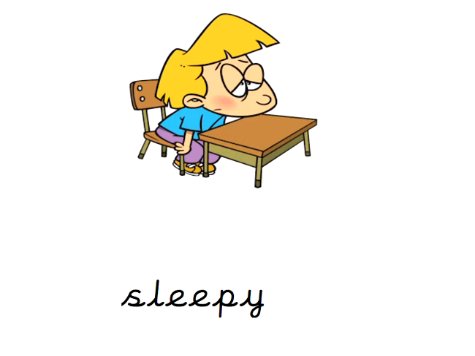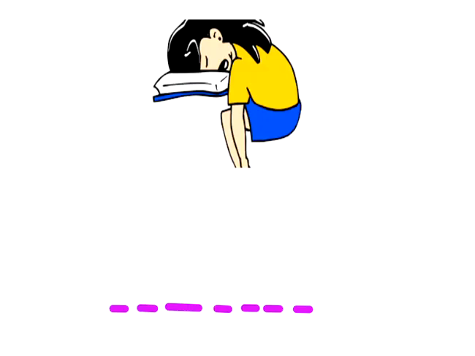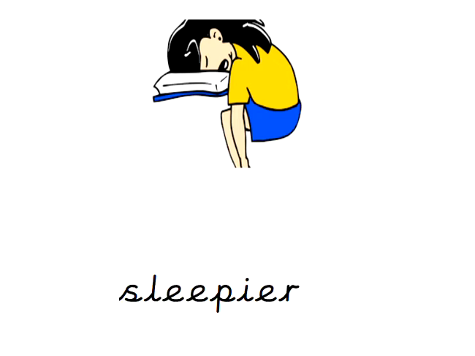S-L-E-E-P-Y. Now, how do we change sleepy into sleepier? If it ends in Y, wave goodbye, add IER. This girl is sleepier than the boy. Sleepier. Have you got rid of the Y and added IER? There we go.